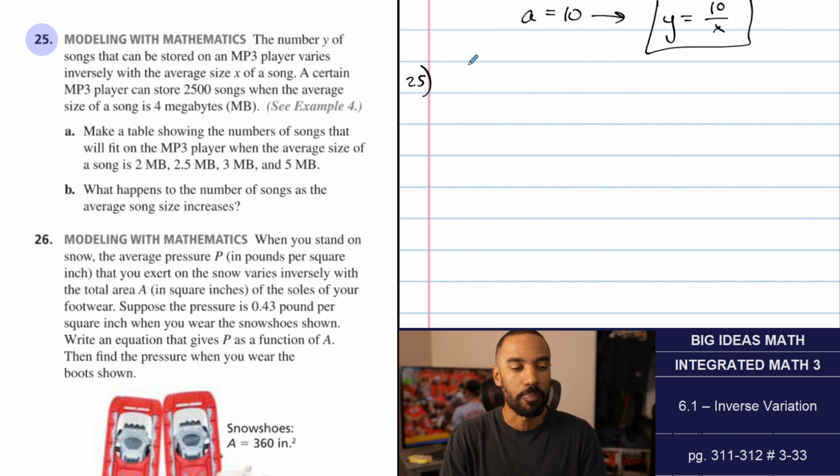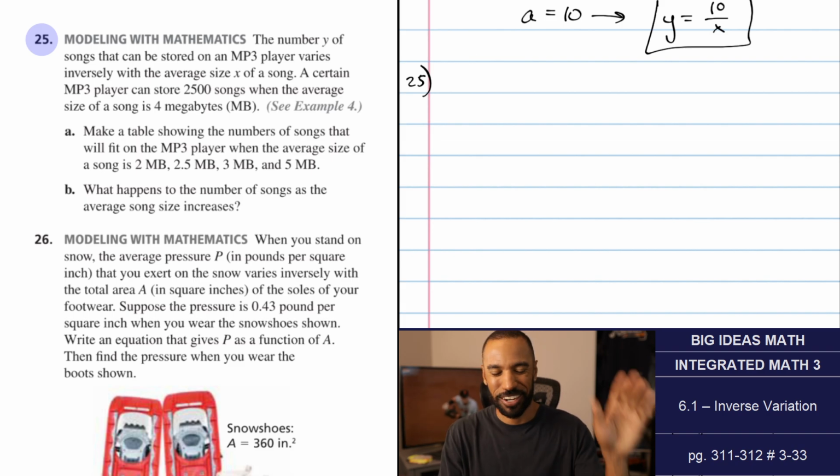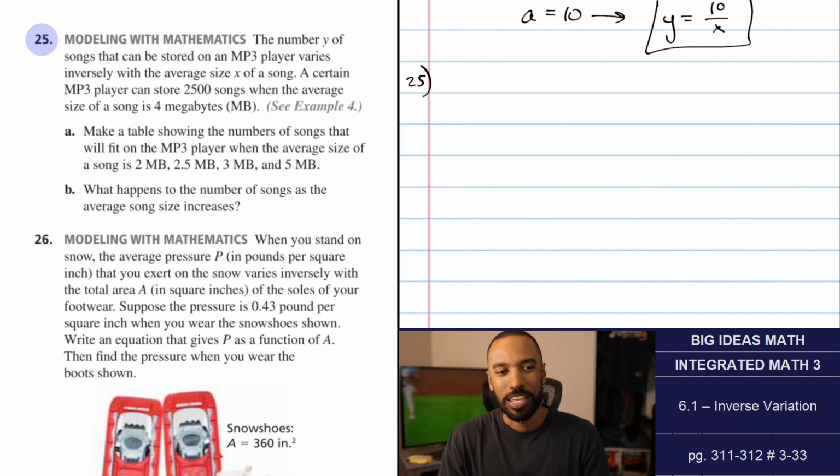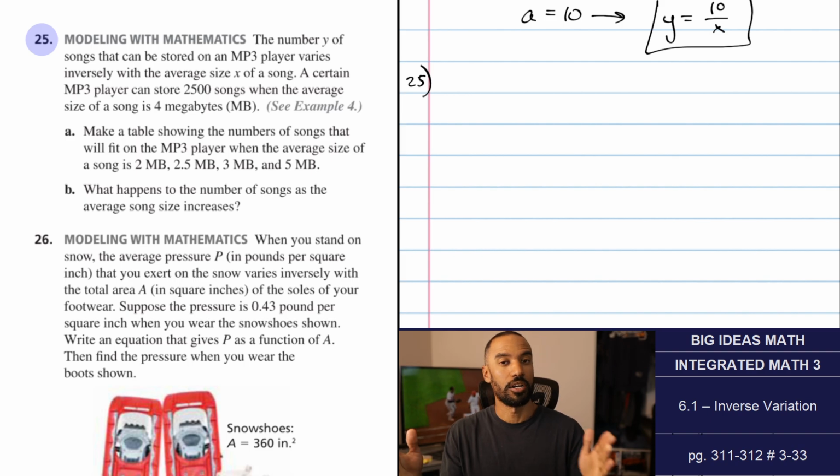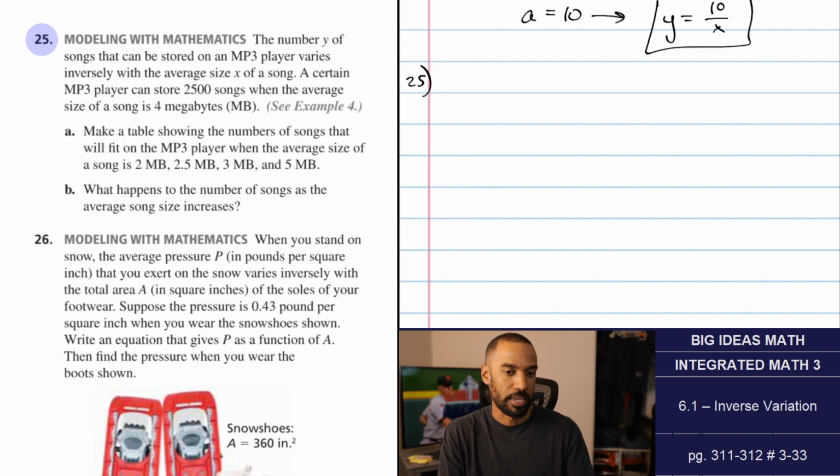thought-provoking, critical thinking. The number y of songs that can be stored in an MP3 player, you guys don't know what an MP3 player is, varies inversely with the average size x of a song. So you can fit more songs if you have smaller sizes per song. Makes a lot of sense.